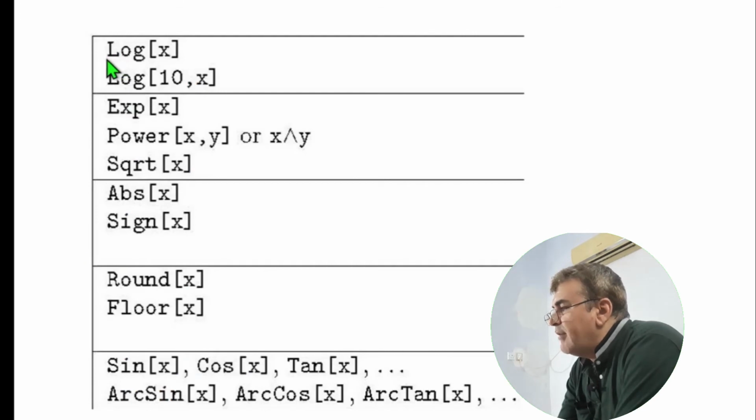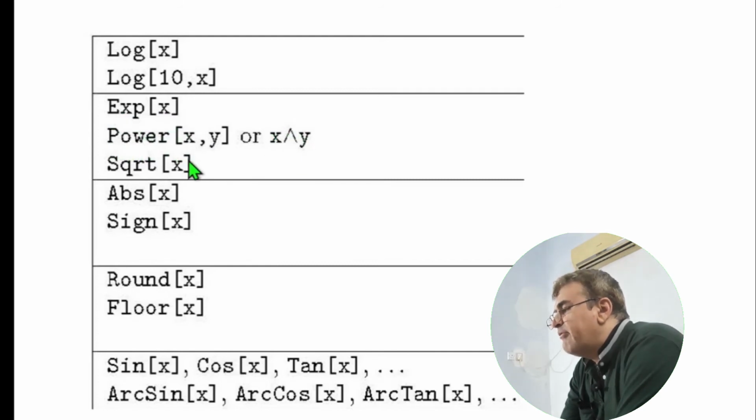Here, Log of x in fact stands for the natural logarithm, and Log of 10 comma x stands for the logarithm to the base 10. If you want to find, for example, the binary logarithm, then you have to replace this 10 with 2. Similarly, the exponential of a function can be written as Exp of x. The power of a number x raised to the power y can be expressed as Power of x, y.